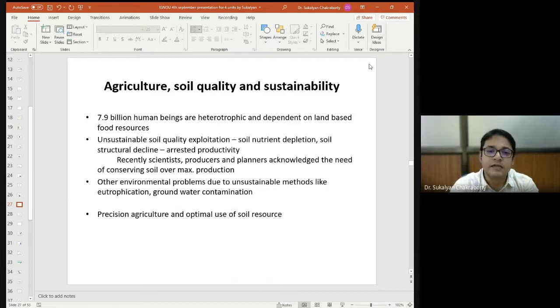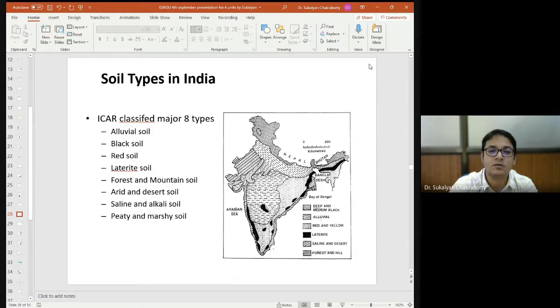Agriculture, soil quality and sustainability. I think we have already discussed these things, so let's skip this one. These are the soil types according to ICAR, the 8 major soil types we have in our country.